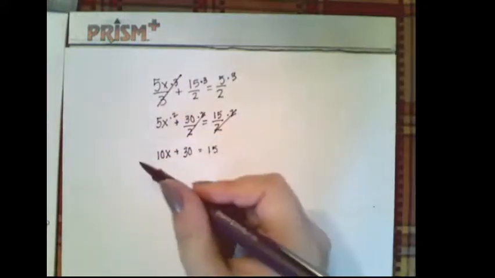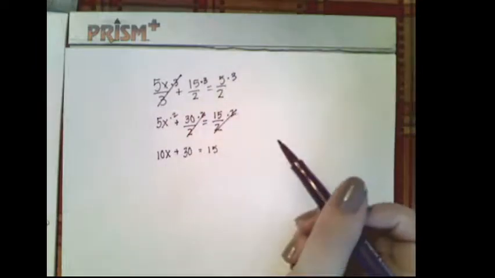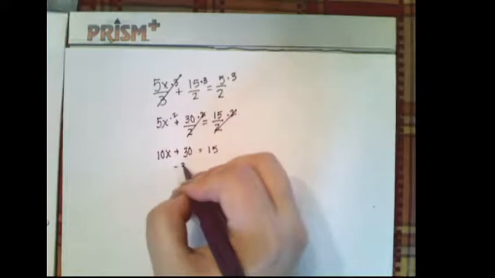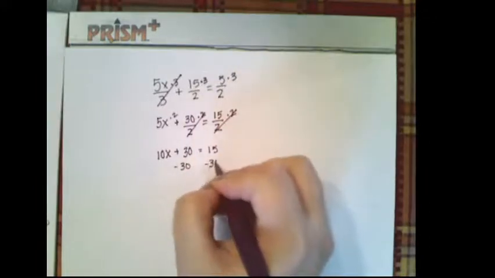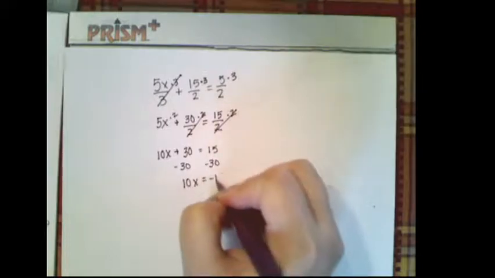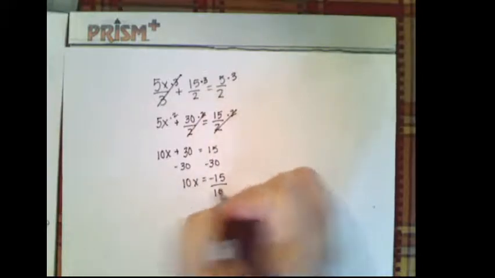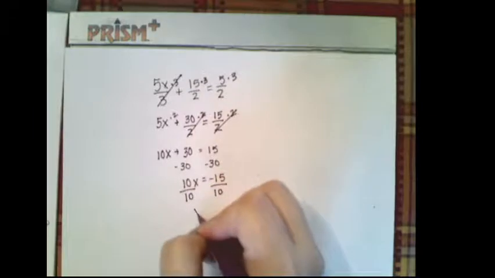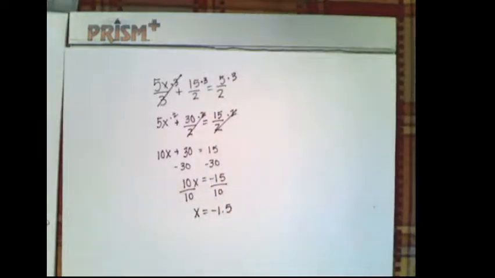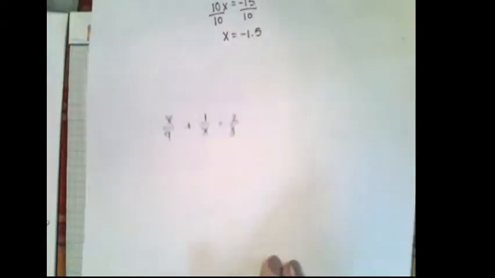So now we've gotten rid of all of the fractions. All we have to do now is solve for x. So we can get rid of that plus 30 by subtracting. And then divide by 10, we have negative 1.5. So let's try that again, but with some different denominators.